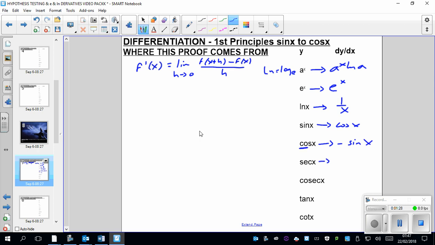Sec, we know sec squared is 1 plus tan squared. We know there's a connection between sec x and tan x, and that's exactly what it differentiates to, sec x tan x. Cosec begins with a co, so it has to have a minus: minus cosec x cot x. Tan x goes to sec squared x, again that link between tan and sec. Cot, sorry, begins with co, so that's minus cosec squared x, all right?